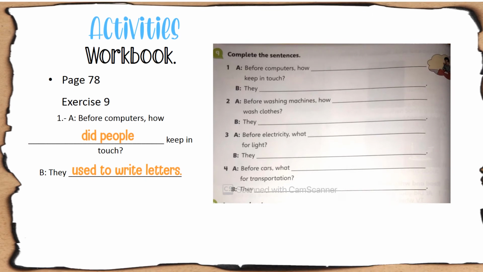Next activity is page 78, exercise 9. Here we have to complete the questions and answer them using used to. For example, number 1. Before computers, how blank keep in touch? The answer will be did people. Remember the structure that is on slide 9 or in your student's book. Let's continue with the exercise. Letter B, they blank.